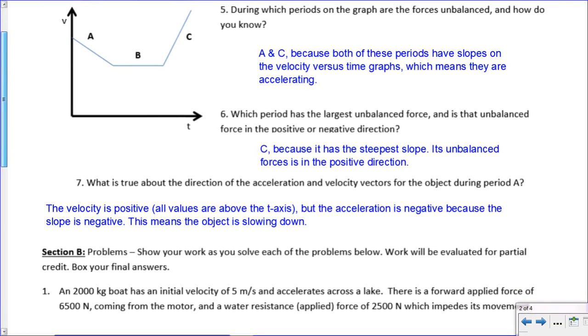And it's going in the positive direction because that slope is upward. Number 7, what's true about the direction of the acceleration and the velocity vectors for the object during period A?